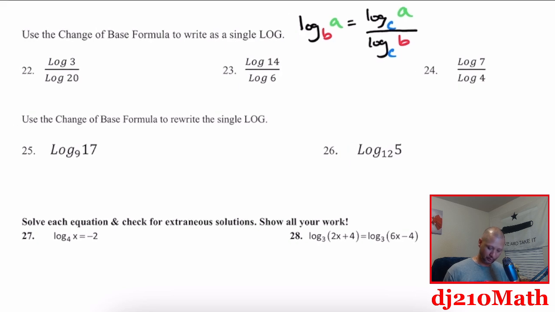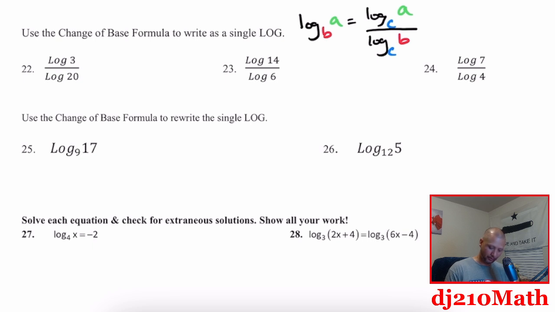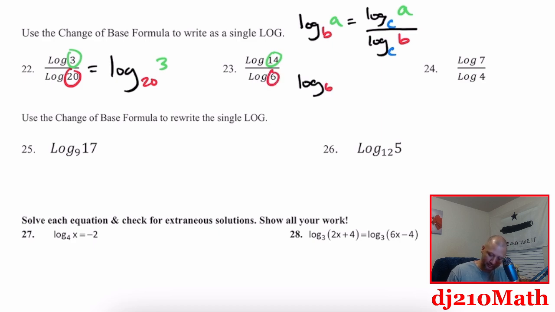So number 22, watch. This is saying final answer. We're going to go there right now. So here, look, use some colors. See if you can pattern recognize. So this is log base 20 of 3. Final answer. You're done. These go quick. Check it out. Log base 6 of 14. Higher number is the argument, lower number is the base.